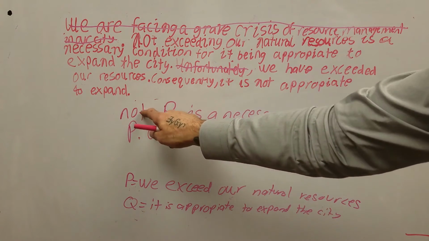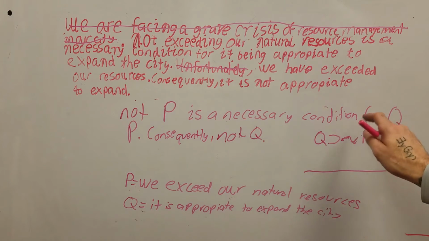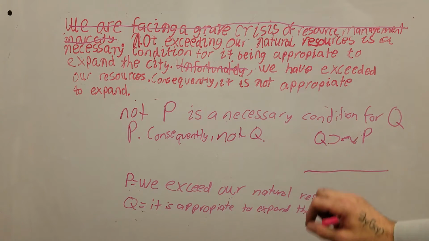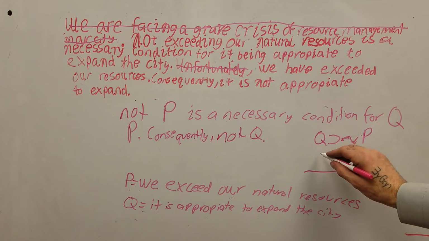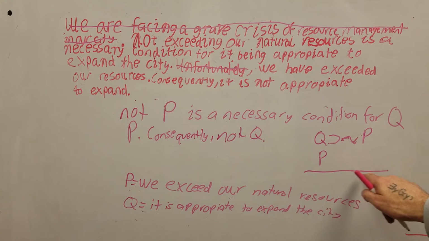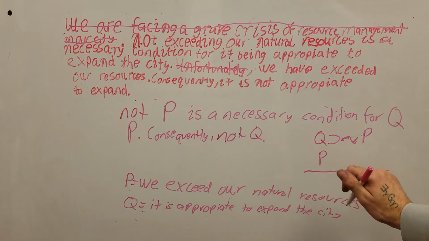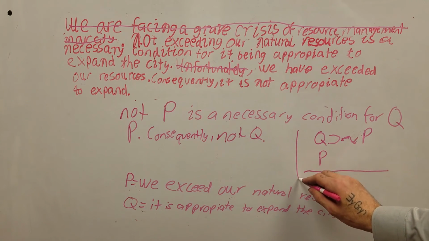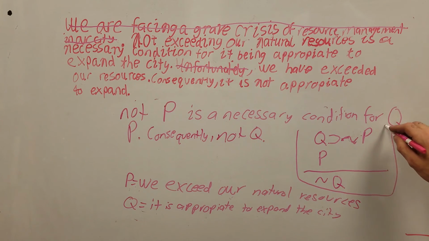Alright, so not P is a necessary condition for, that's our horseshoe. P, okay, consequently signals that we're going under the bar now, we're moving to the conclusion, not Q. And there we go. All right.